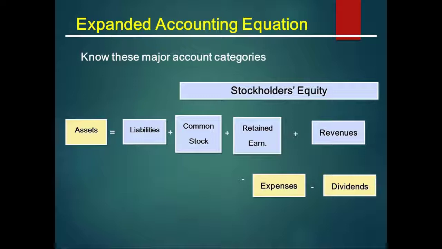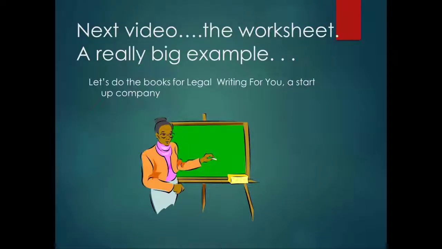Now, why are they listed under stockholders' equity, these last 3 items? Remember, revenue minus expenses equals net income, and that gets included in the final calculation of retained earnings, as does dividends. It is also included in the final calculation of retained earnings. This will make more sense in our next video, the worksheet, where we do the books for Legal Writing for You, a startup company.